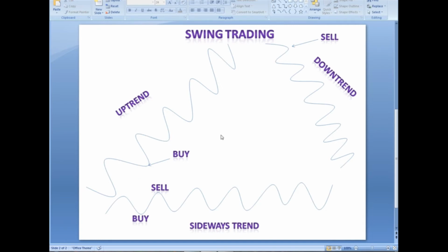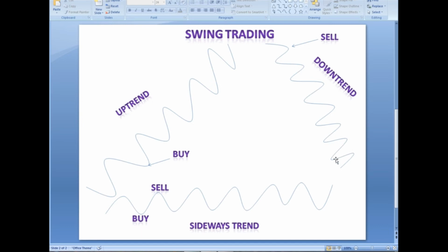In any chart, we get to see three types of trends. First is uptrend, second is downtrend, and third is sideways trend. In an uptrend, the market goes up. In a downtrend, the market goes down. And in a sideways trend, the market does not go anywhere. As far as it goes up, it comes down. In an uptrend, the market makes higher highs and higher lows. Ultimately, the market goes up. In a downtrend, the market makes lower lows and lower highs.